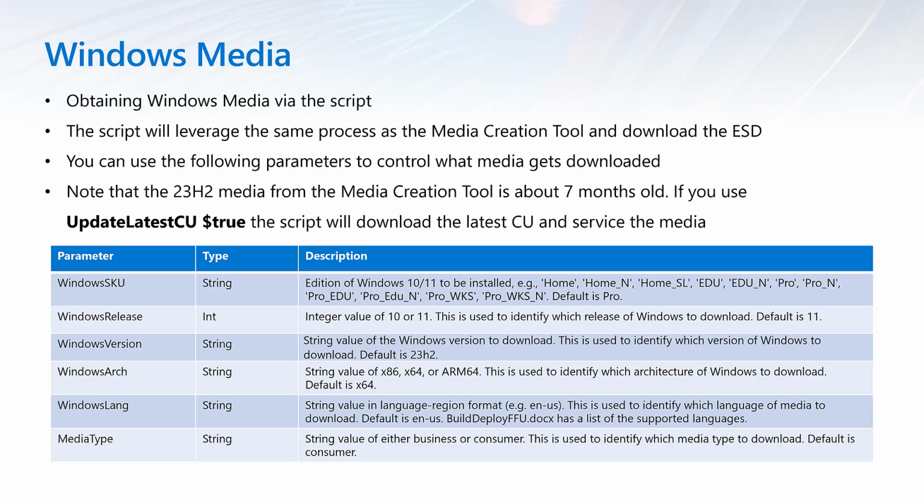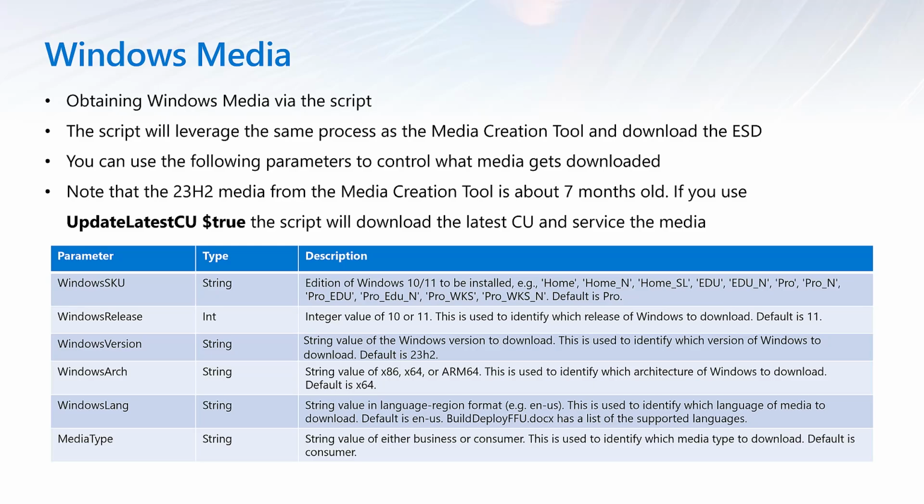Next is Windows version. The Windows version is a string value of Windows to download. This is used to identify which version of Windows to download from the media creation tool. We actually also use it when we download drivers for HP, and we'll talk more about that later. But the default is to download the 23H2 media. Now for Windows architecture, or Windows Arch, that's a string value of x86, x64, or ARM64.